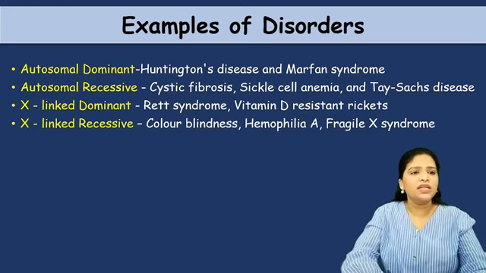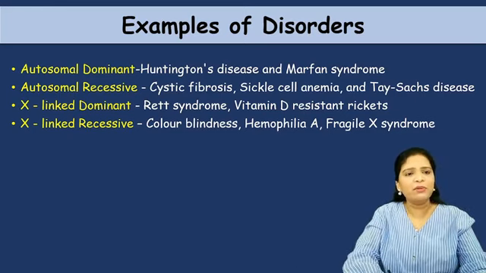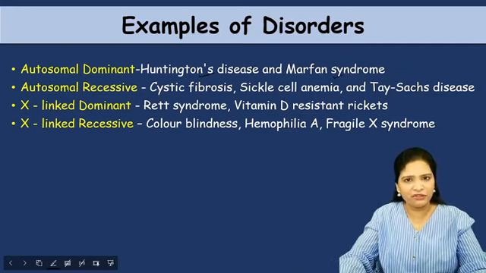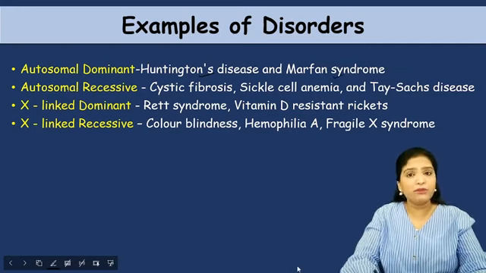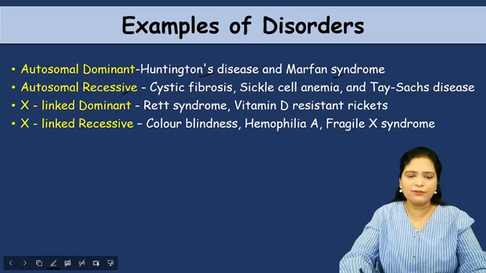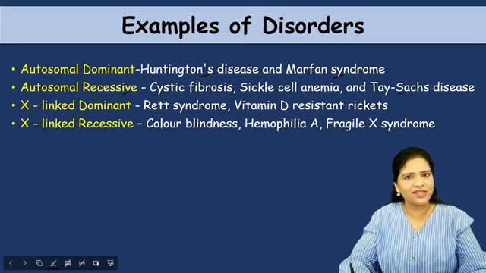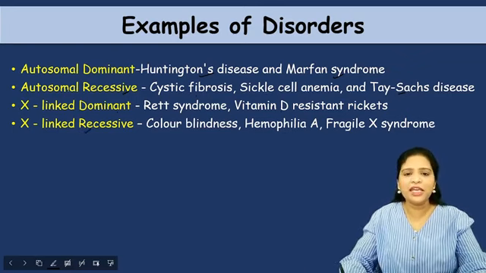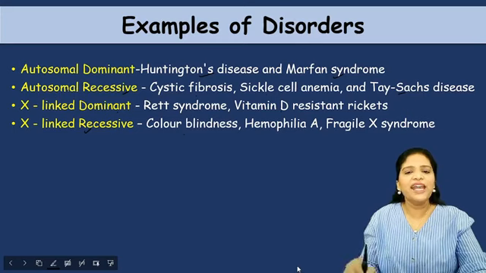See here. Autosomal dominant. Examples of autosomal dominant diseases are Huntington disease and Marfan syndrome. Examples of autosomal recessive diseases are cystic fibrosis, sickle cell anemia, and Tay-Sachs disease. Examples of X-linked dominant disorders are Rett syndrome and vitamin D resistant rickets. And for X-linked recessive disorders: color blindness, hemophilia A, and fragile X syndrome.